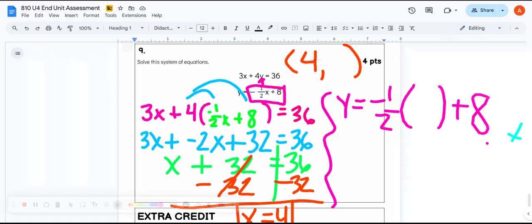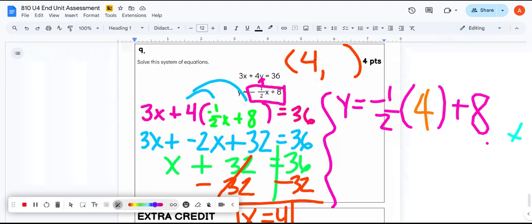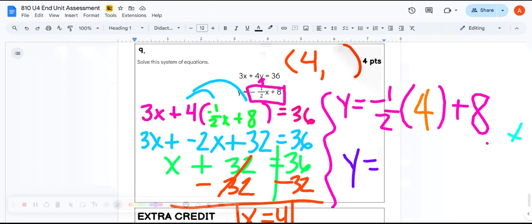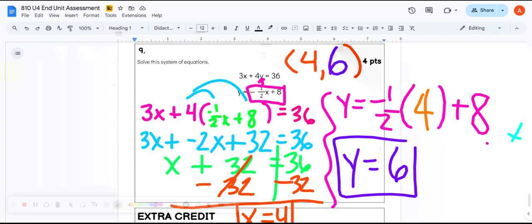We know what x is. We know x has to be 4. So I'm going to go ahead and type in my calculator, negative 1/2 times 4, which gives me negative 2, plus 8 gives me 6. And there you have it. There is your system of equation solution.